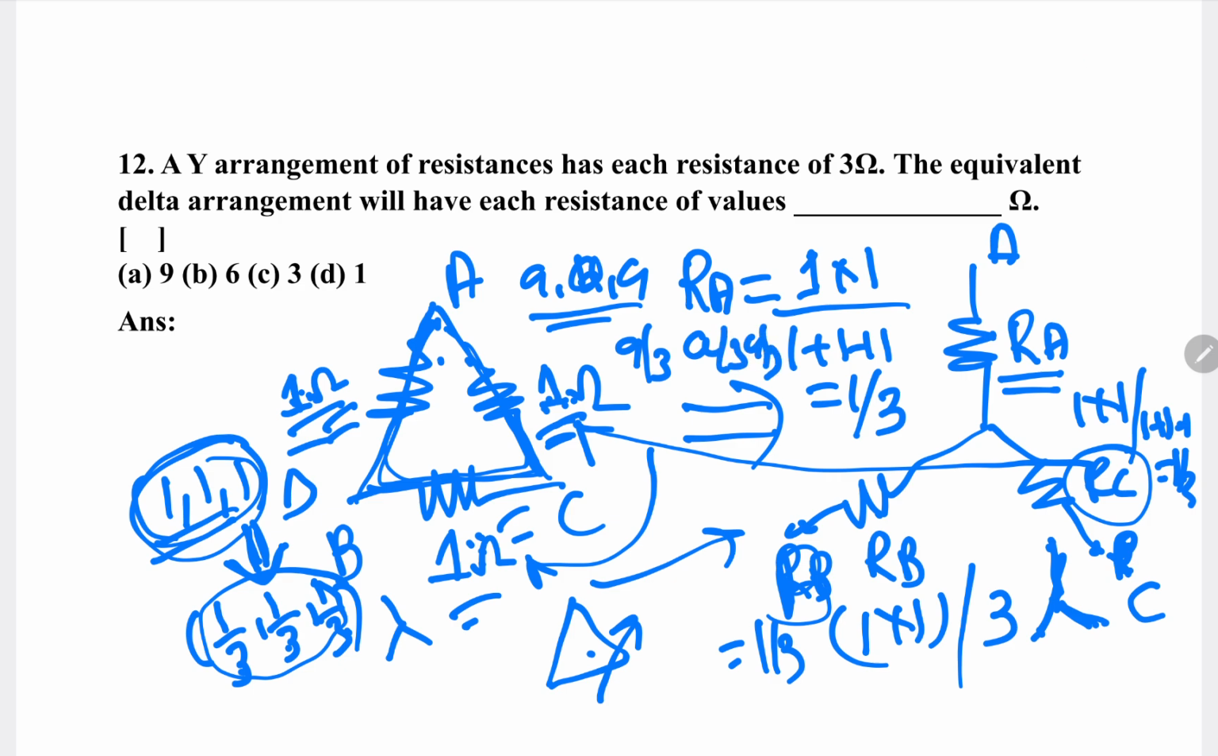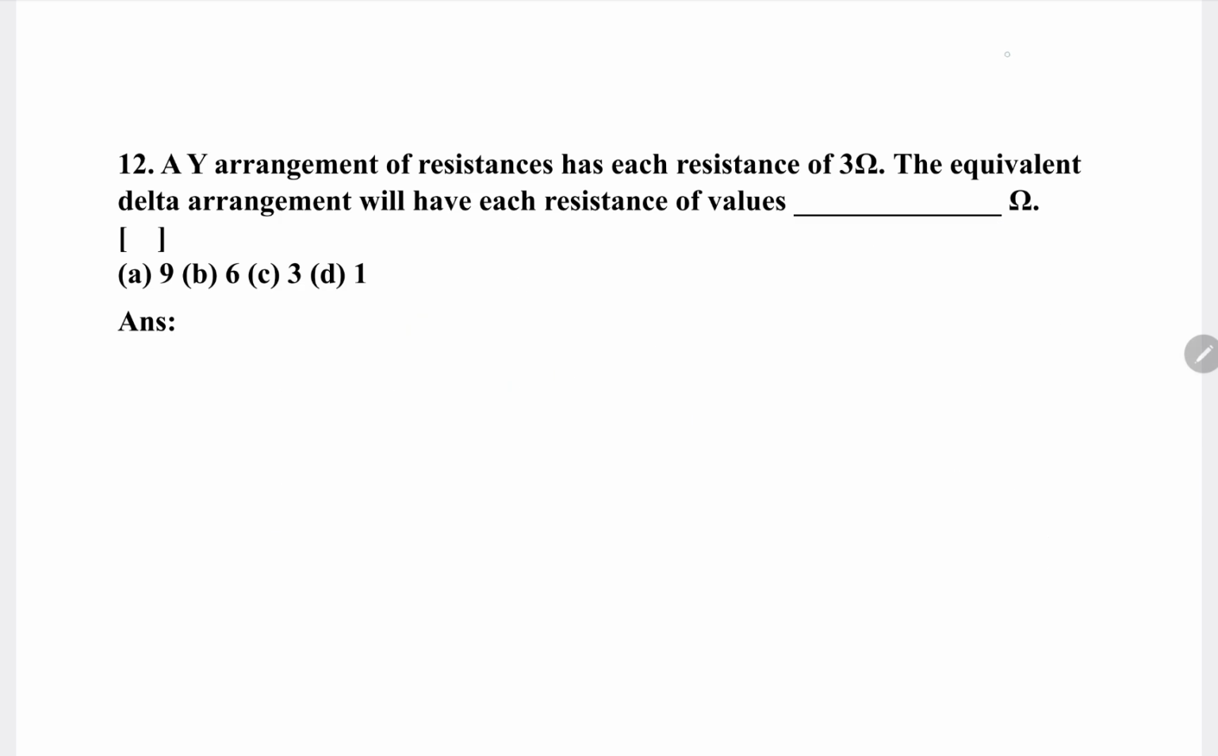So remember that A, A, A in star become 3A, 3A, 3A in the delta network. Whenever equal resistors are connected in star or delta, these formulas are going to be used. Now let us come back to our question. What is question number 12? When a star arrangement of resistances, where resistors are connected in star, each value is 3 ohm, 3 ohm, 3 ohm.